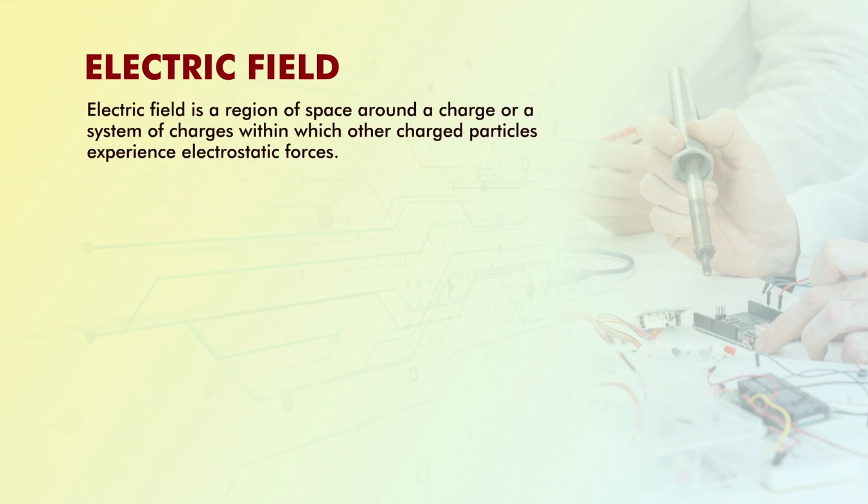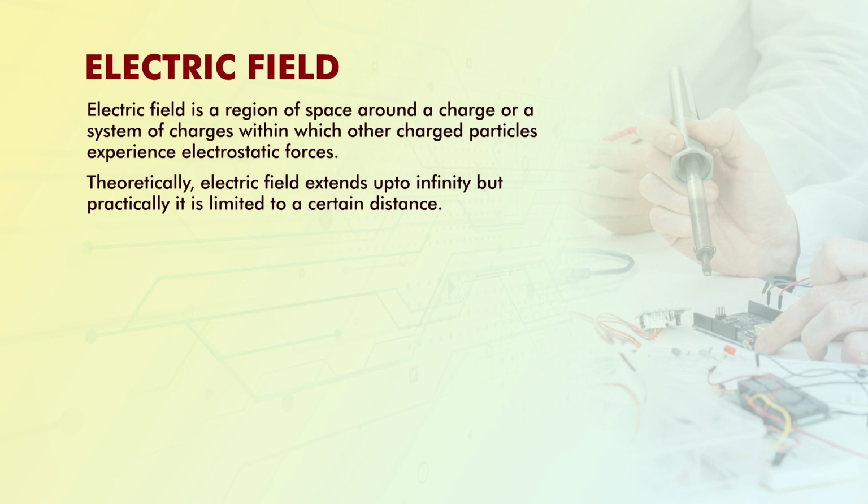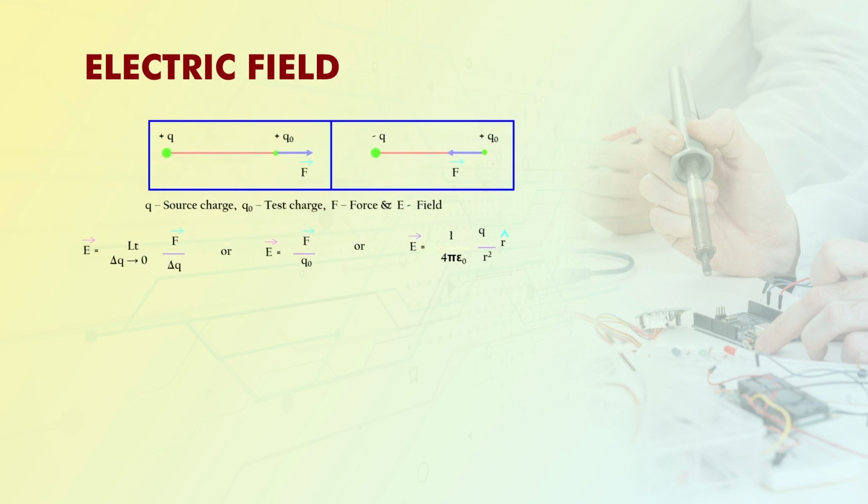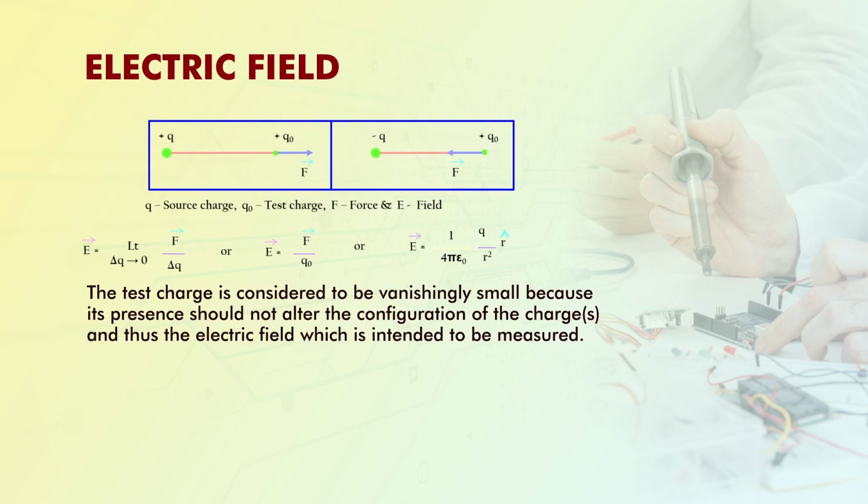Electric field is a region of space around a charge or a system of charges within which other charged particles experience electrostatic force. Theoretically, electric field extends up to infinity, but practically it is limited to a certain distance. It is also called electric field strength or electric field intensity. The test charge is thought to be vanishingly small because its presence should not change the configuration of charges, and thus the electric field to be measured.